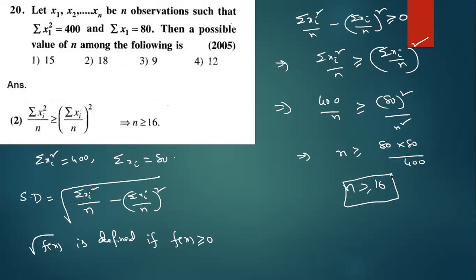So sometimes they are asking what is the minimum value of n. That means the answer is 16, the least value. But in this case, what is the option? So option B is satisfied. That is the meaning. So this much process is there. It's very easy. So please write down.